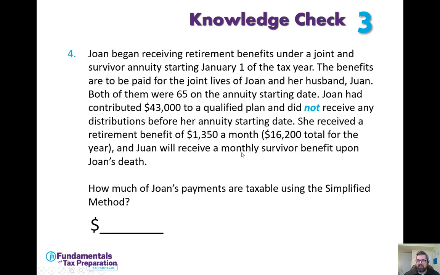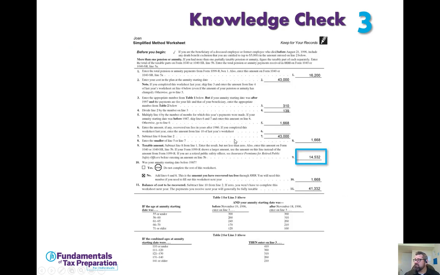All right, Joan began receiving retirement benefits under a joint and survivor annuity starting January 1 of the tax year. The benefits are to be paid for the joint lives of Joan and her husband, Juan. Both of them were 65 on the annuity date. Oh, geez. You have to actually use the simplified method worksheet to do this. We're going to skip this one because we're not going to do that. Profiler does that for you. So this shows you how you would come up with the answer to that one.